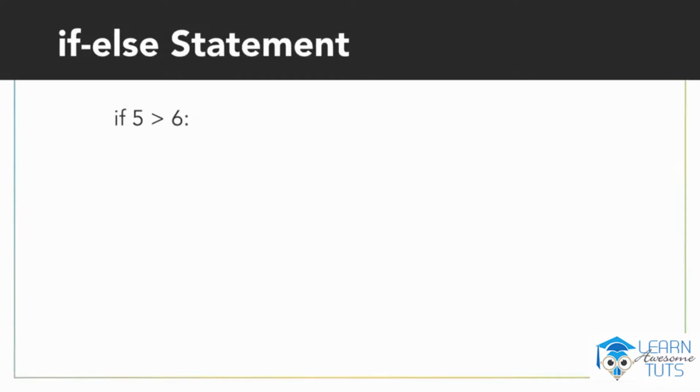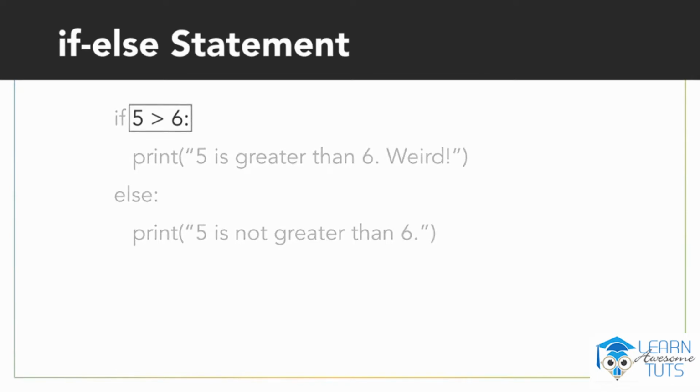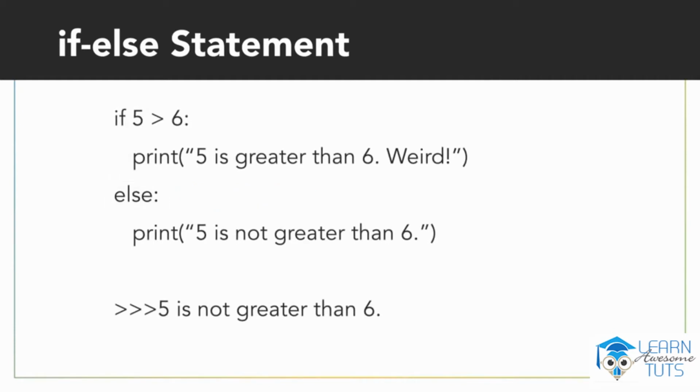Let's look at an example. If 5 is greater than 6, then we're going to print 5 is greater than 6. Weird. Otherwise, if it's not true that 5 is greater than 6, then we're going to print 5 is not greater than 6. When this code is run, first the condition of the if statement will be checked. And since 5 is not greater than 6, it'll evaluate to false. Since the condition is false, it's going to skip over the if's code block and drop down to the else clause. The result will be the output of the else's print statement. 5 is not greater than 6.